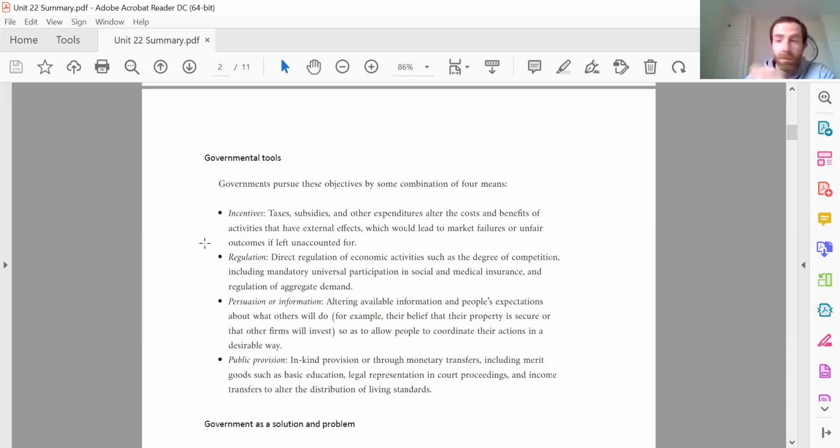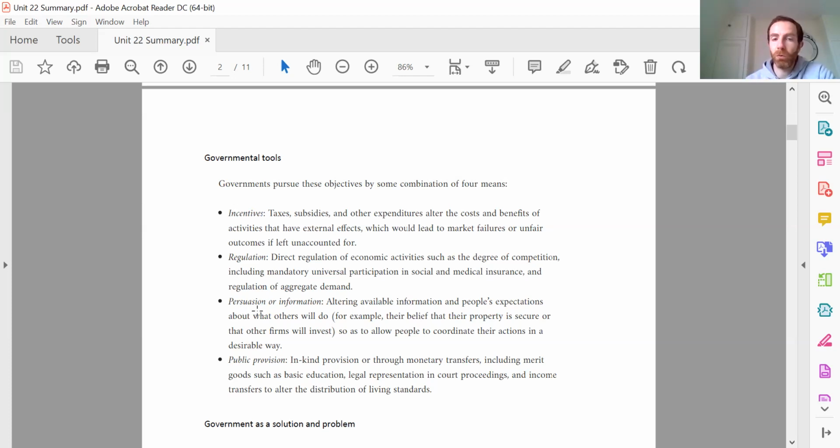So regulation, that is very much, I suppose, trying to force people to do a particular thing, right? So regulation, like regulating the degree of competition, making it compulsory to participate in, say, medical insurance, just really stepping in and forcing people, in a sense, to do what you want them or need them to do.